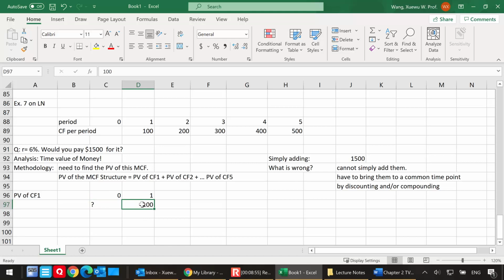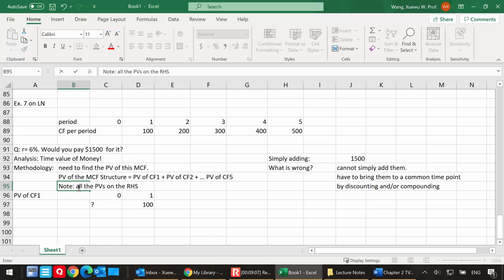So we need to discount the future value of 100 back to today. In other words, all the present values on the right hand side are defined by using the common time point. So you can choose any common time point, but maybe the easiest one is to pick time point 0. In other words, I want to bring all these cash flows back to today.